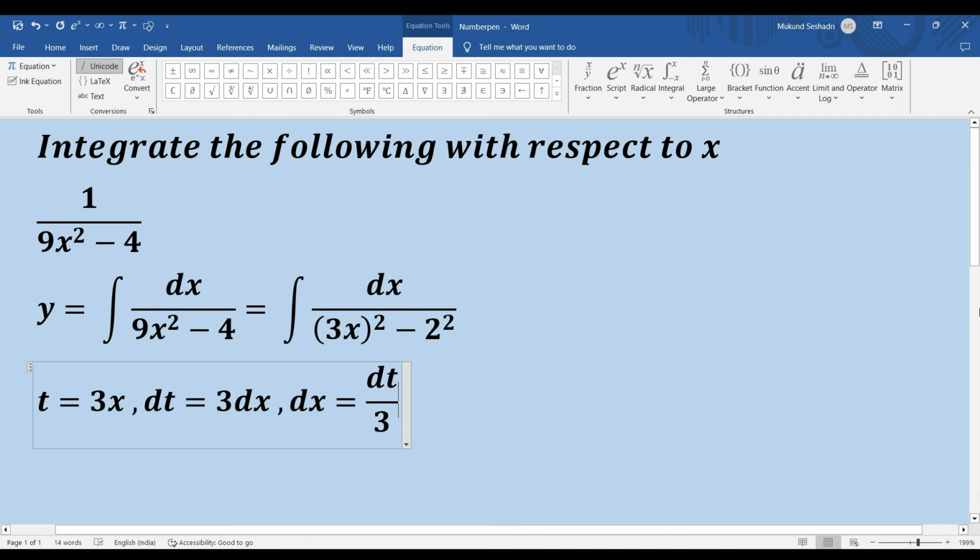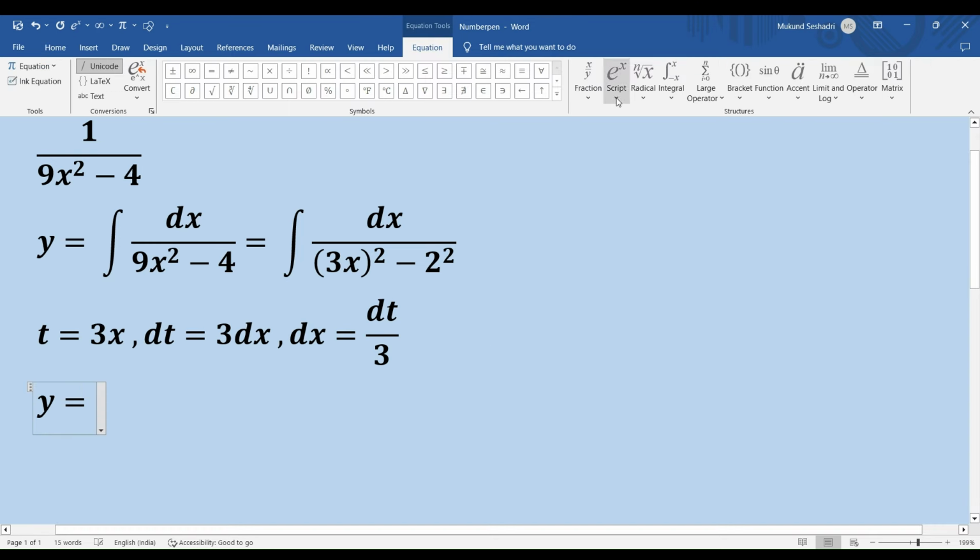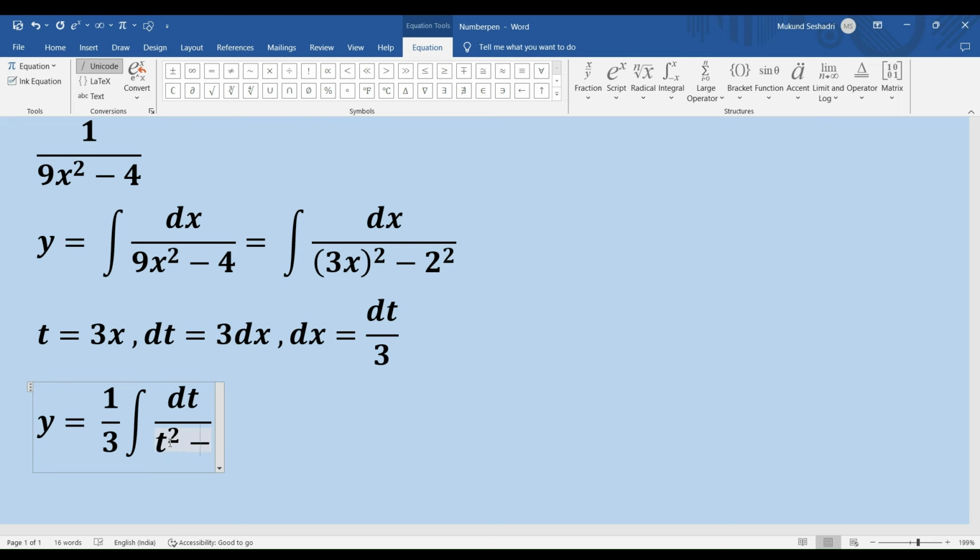Now I'm going to go back to my y and put back everything in the form of t, and you will see that we will have a lot simpler expression than what we have right now. I will have dx equals dt by 3, so I pull out that 1 by 3, and then my 3x the whole square is nothing but a t square, and then I have a 2 square also in the denominator, so I have a t square minus 2 square, right? So take a look at this. Resolving this using partial fractions is quite simple.